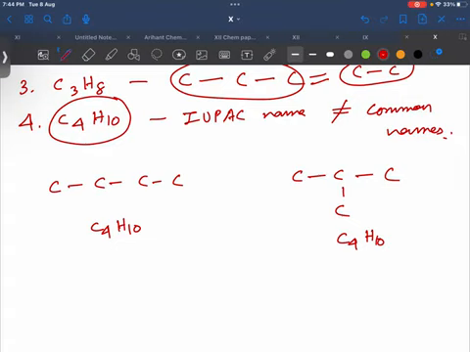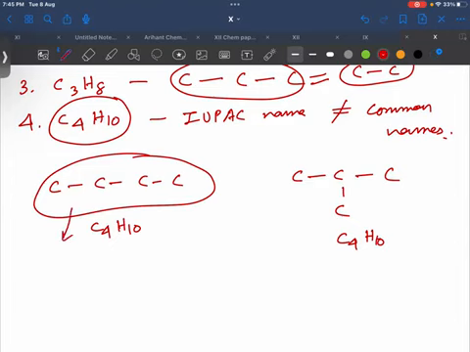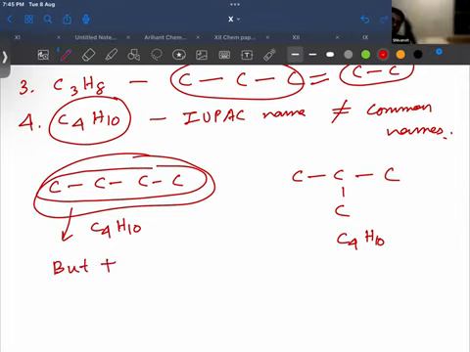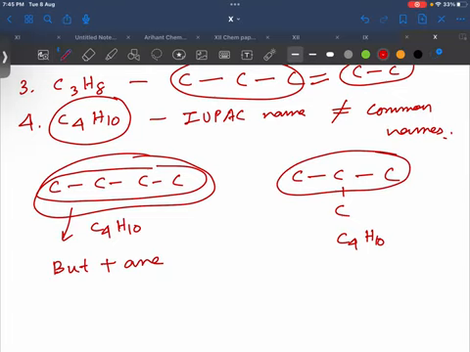So we will talk about this one first. What will be the IUPAC name of this one? Decide the parent chain. This is your parent chain. How many carbon atoms are there? 4. So it will be but, and all are single bonds in butane. Will this be butane? Yes or no? No, it won't be butane. It will be something propane, right? Because this is the main chain.